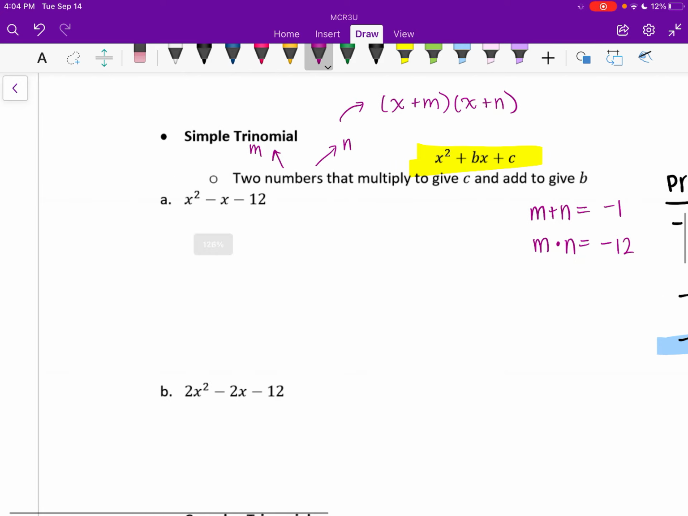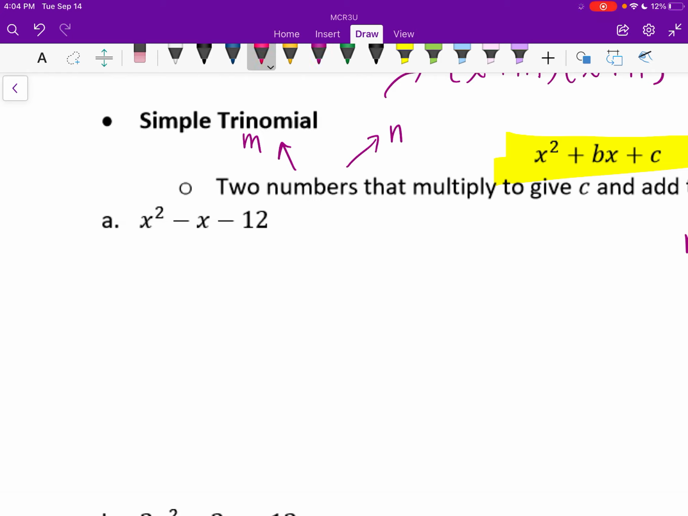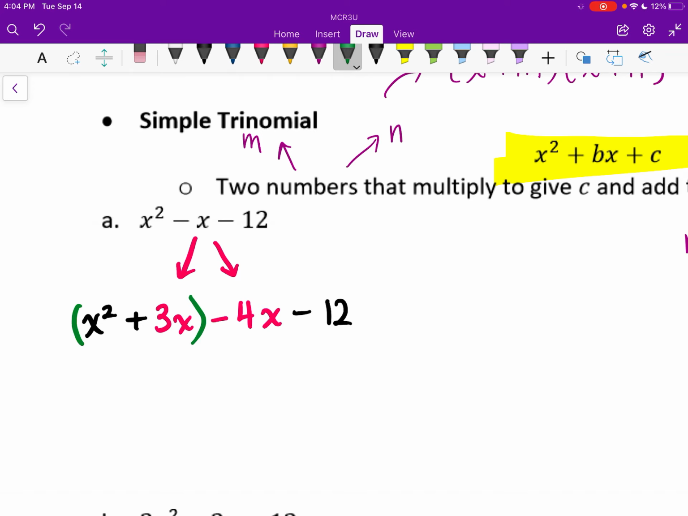So then what I like to do is decompose that middle term. So the middle term becomes 3x minus 4x over here. And then I just like to go ahead and write the rest of the equation down. Then we can group them.